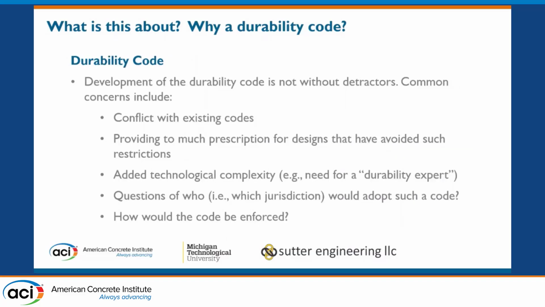Durability is something we're all very familiar with, and a durability code is something we've talked about for many years. This whole process of a durability code has not come without detractors. Concerns have been expressed about conflicting with other codes where durability is already being specified in some manner. Others are concerned about providing too much prescription, that we're imposing something on existing committees by developing this code, and adding complexity. One of the things we've talked about is the idea of a durability expert, which doesn't currently exist in any of our codes. Is that something we're going to start doing? And then, of course, there are always issues of jurisdiction. How is it going to be applied? Who would adopt such a code? And how would such a code be enforced?